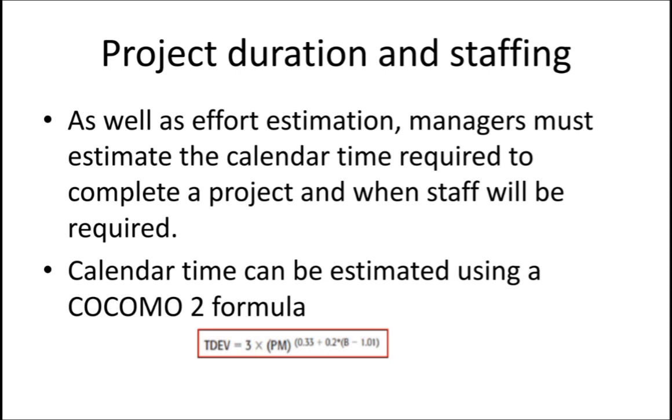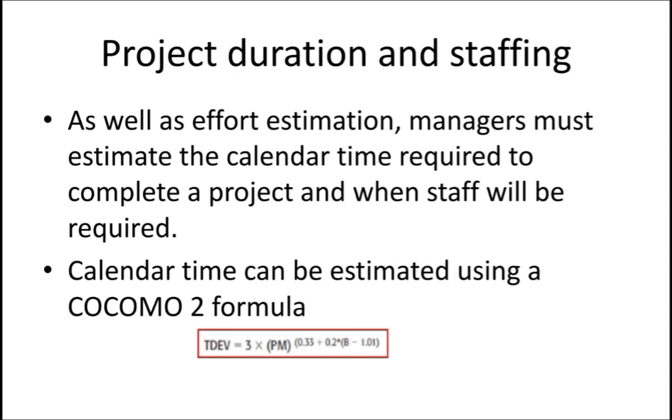Now this is a separate part, that is project duration and staffing. So based on how much duration you need to complete the project, and based on the project how much staff you need, those things. See, managers must estimate the calendar time required to complete a project and when staff will be required. Calendar time can be estimated using a Cocomo 2 formula. To estimate how much time you need to complete a particular project, you can use this formula: TDEV is equal to 3 into PM to the power of (0.33 plus 0.2 into (B minus 1.01)).